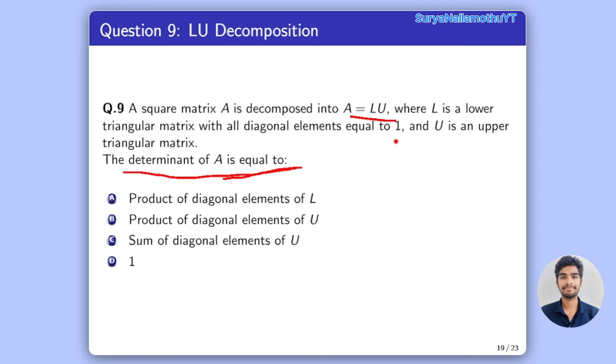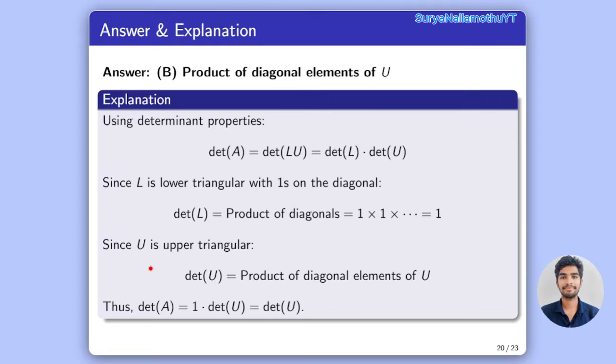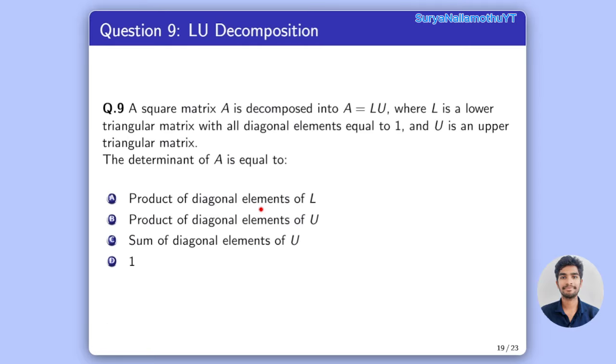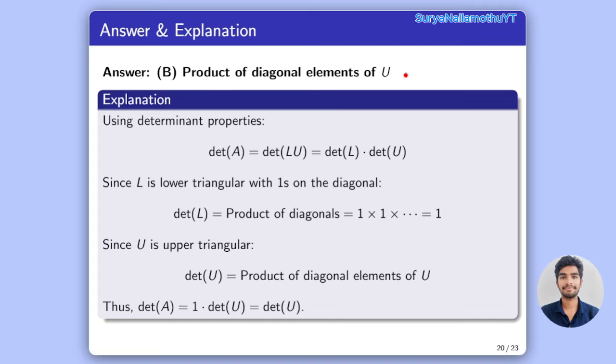L is a lower triangular matrix in which all diagonal elements are equal to 1. That means I think the answer will be D. So sorry, the answer is what he has given. The answer is B. Why?